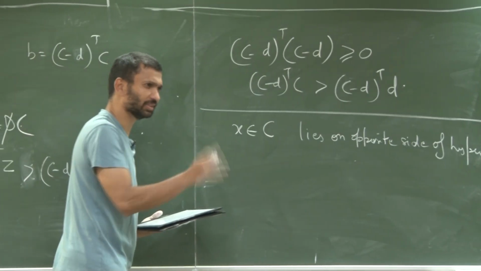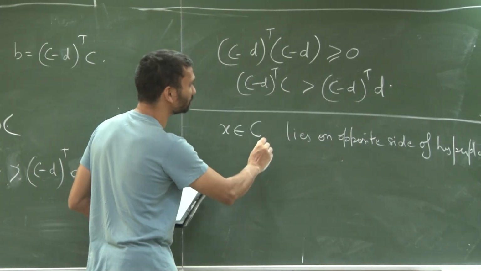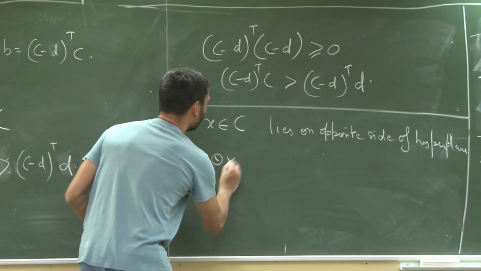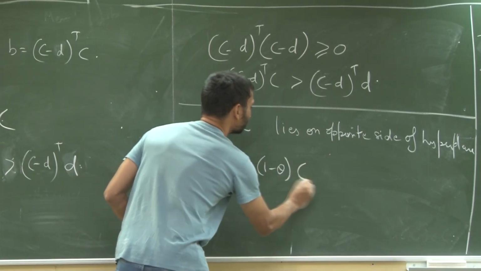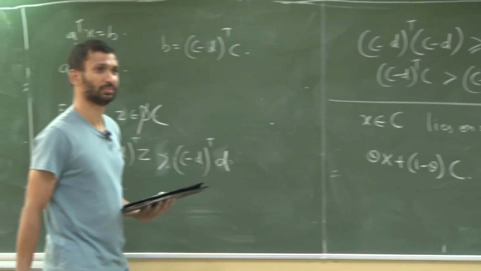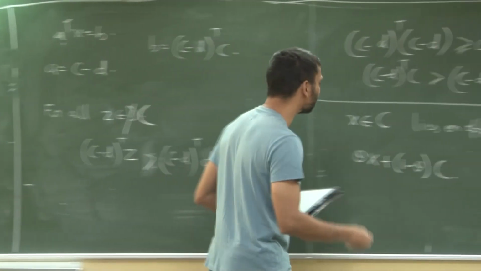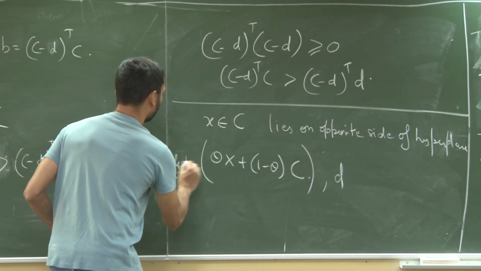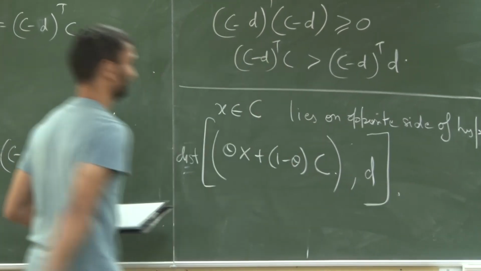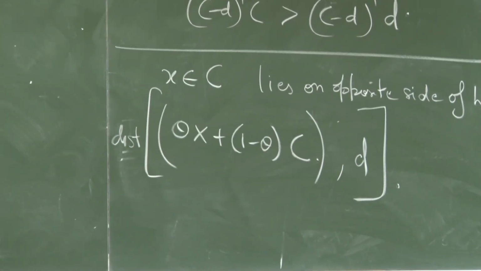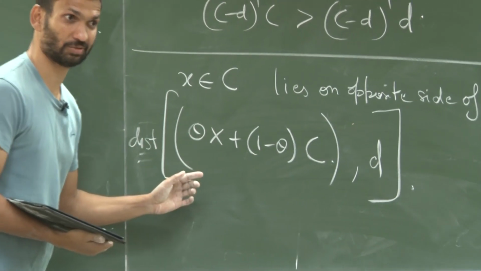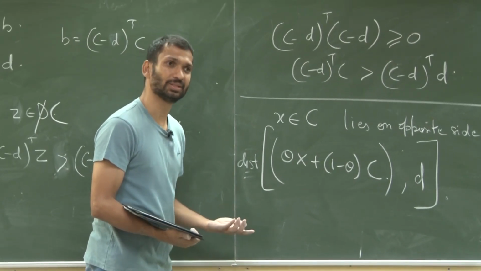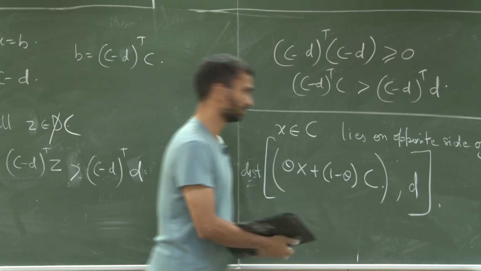Good. So that means you are understanding everything. Great. So if X is element of C, it lies on the opposite side of hyperplane, on the wrong side, then I am interested in this line. Right? In other words, I am interested in this. I want to say that there is a small theta, positive theta, such that this distance is less than the distance between C and D. Let's analyze this distance.